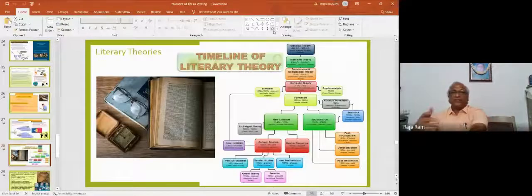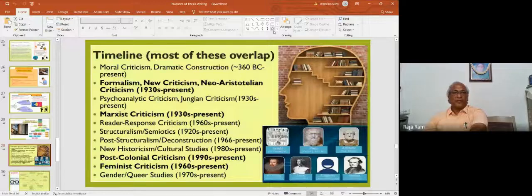And here we have got a timeline of literary theories for your idea. A timeline starting from moral criticism to queer studies, and now, as I told, it has been moving into geocentrism, ecofeminism, post-humanism, and things like that.